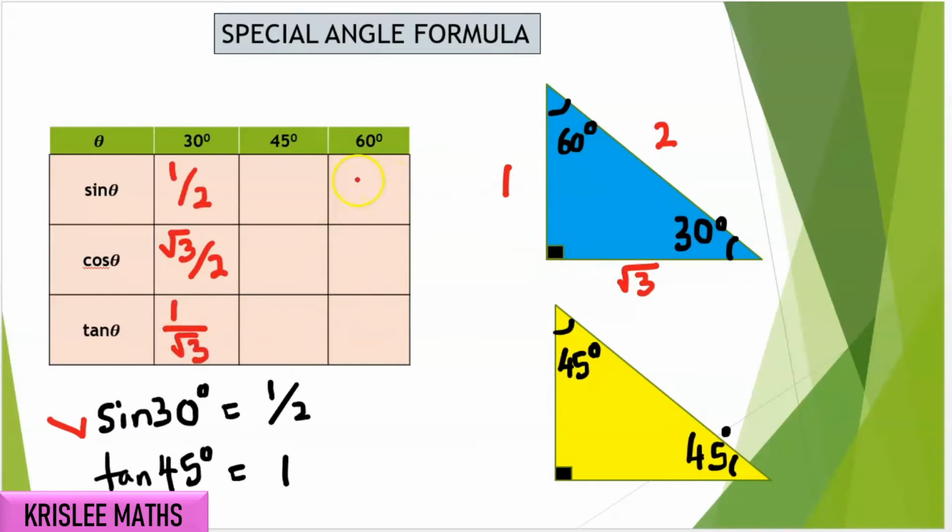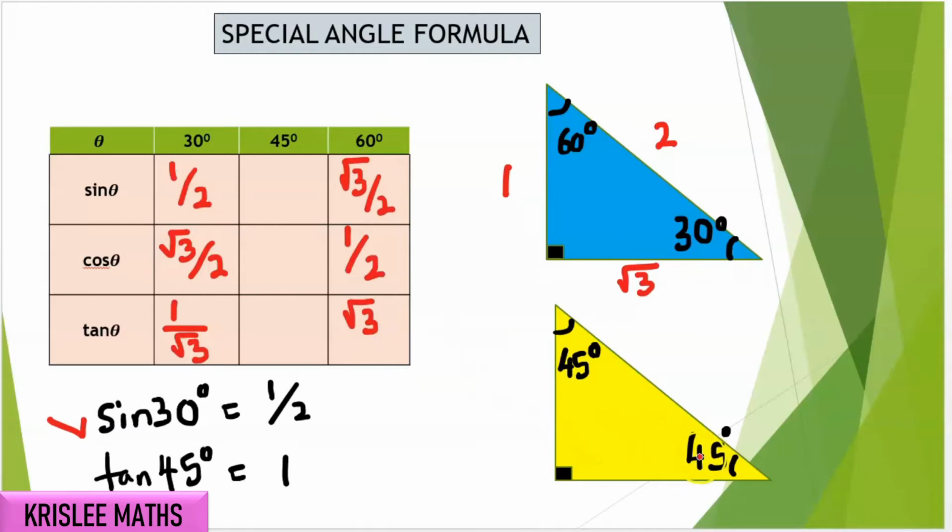Now let's find sine 60. Sine 60 will be opposite over hypotenuse. Therefore, it is square root of 3 over 2. Next, cos 60 degree. Cos is adjacent over hypotenuse, 1 over 2. Next, tangent 60. Tangent is opposite over adjacent. So square root of 3 over 1. So it is square root of 3.